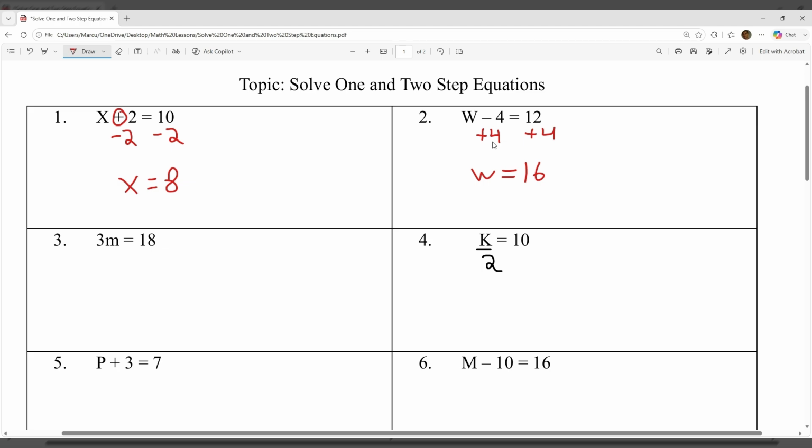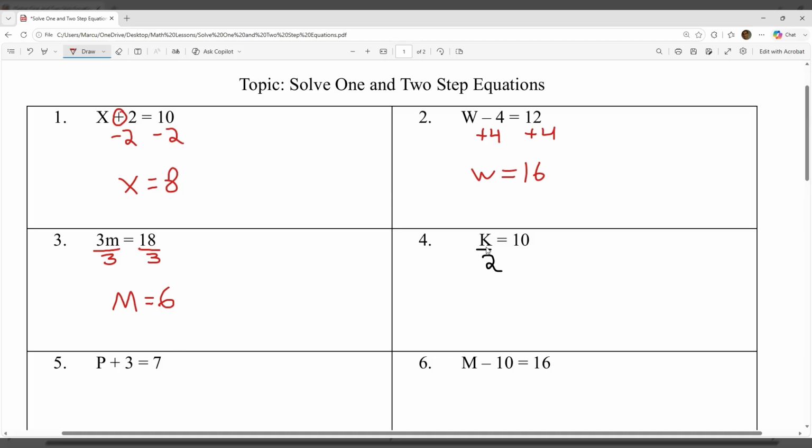So number 3 says 3 times m equals 18. So instead of multiplying, you're going to divide both sides by 3. Same reason, inverse operation. So instead of multiplication, you divide. 18 divided by 3 makes 6. So you have m is equal to 6.